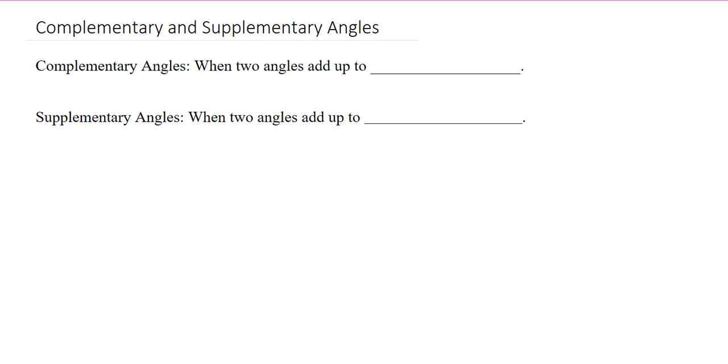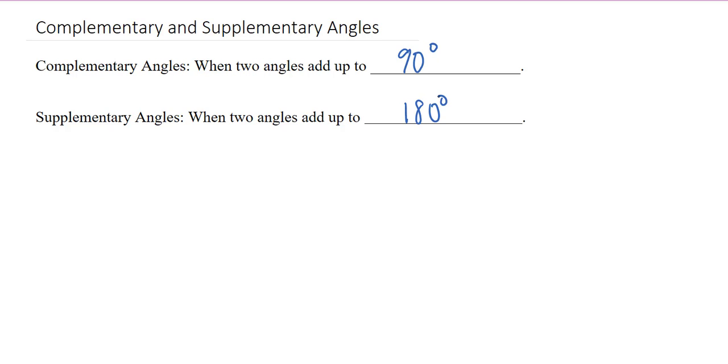Complementary and supplementary angles. So now we're going to talk about different types of angles in this video. The first one we're going to talk about is complementary angles. It's when two angles add up to 90 degrees. Supplementary angles is when two angles add up to 180 degrees.